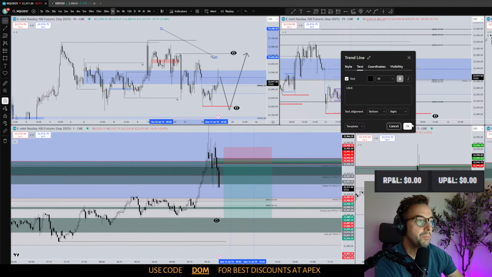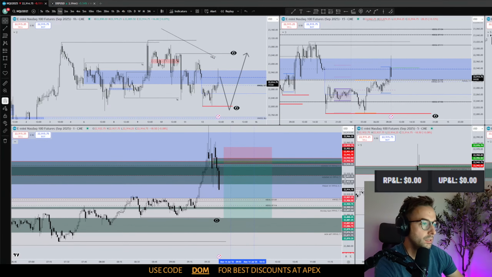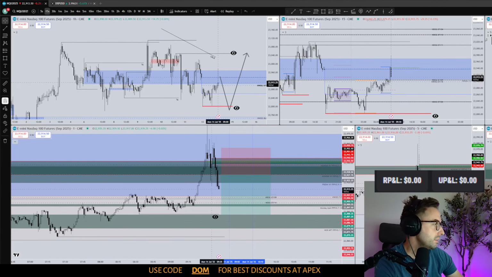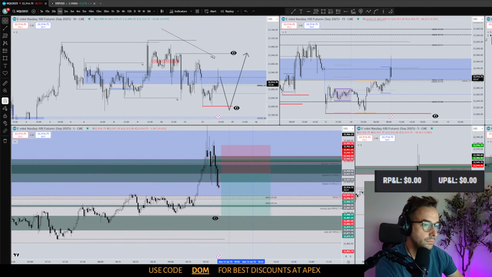Okay, so there's just a bunch of liquidity sitting above us. And so now we finally close below all these first presentation fair value gaps here. Let me see now if it's going to retrace and give us an entry. It's still not the right time of day.